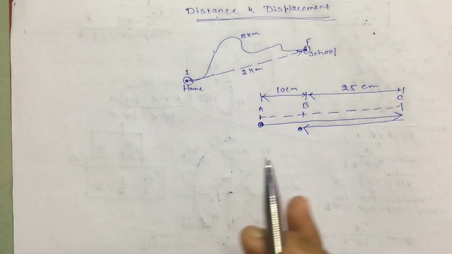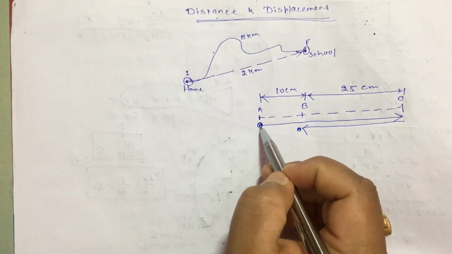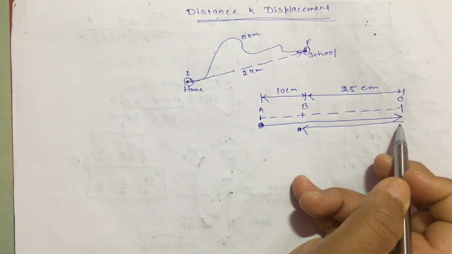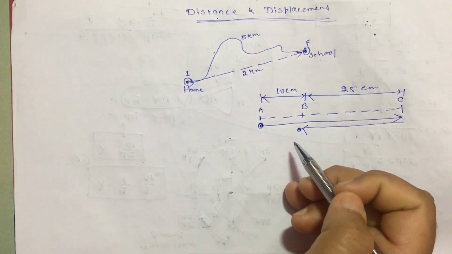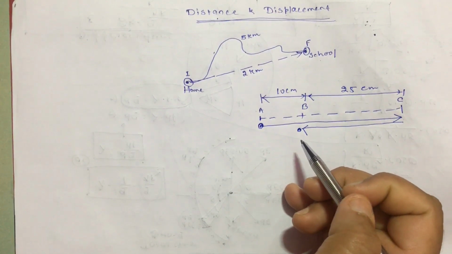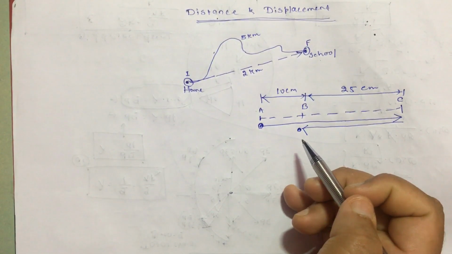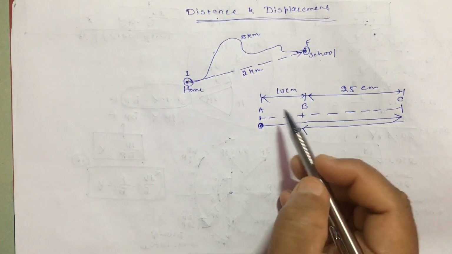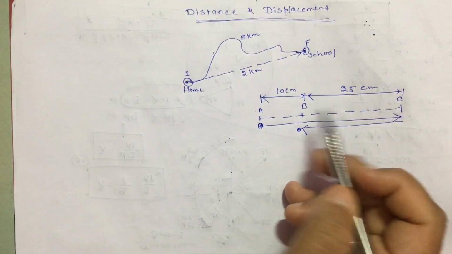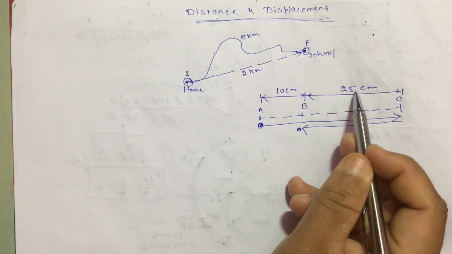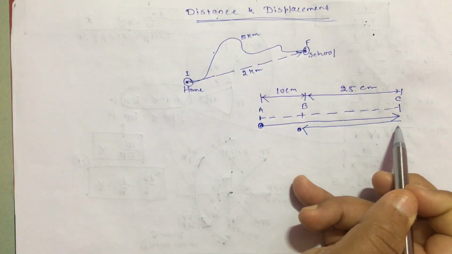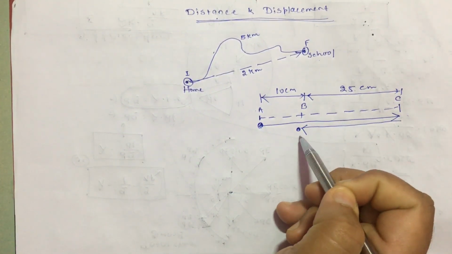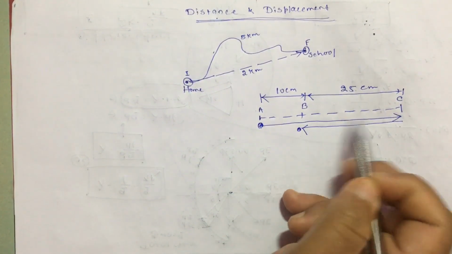Okay, is the motion clear? It started from A, went up to C, and then from point C it returned back to B. Now the question is, what is the distance traveled by the person and what is its displacement? See, what is the distance traveled? Very easy. It traveled from A to C, so how much distance? 10 plus 25, so it traveled a distance of 35, plus again it returned from here to here, so 35 plus 25.